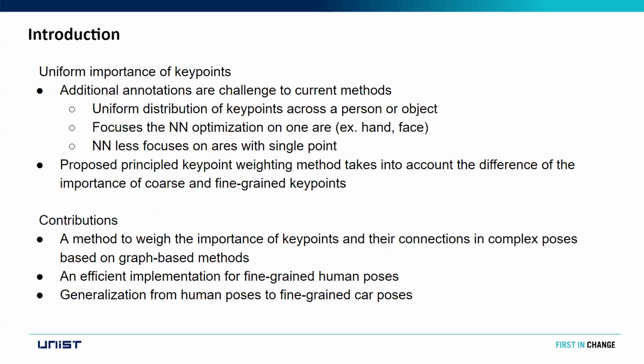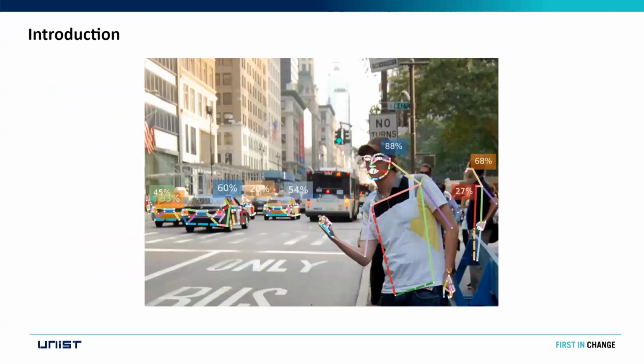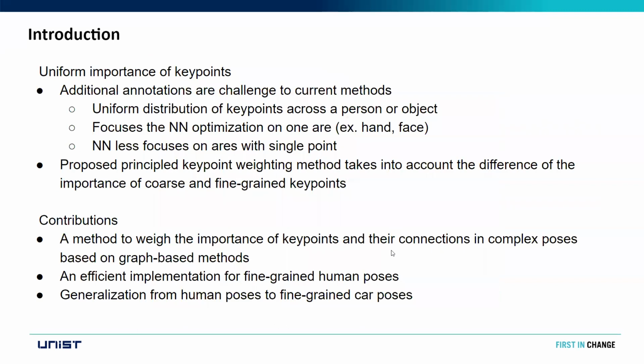Also, all of the previous methods suppose uniform importance of each key point. But if we follow that, as you can see in this image, the face has a lot of key points, so the model will mainly focus on the face and hands, and then it may perform poorly for the rest of the body, which is also important. So this paper proposes a key point weighting method that takes into account the difference between coarse key points and fine-grained key points.